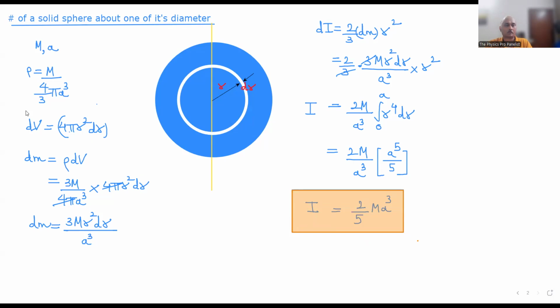It will be M A squared, right? This is 2 by 5 M A squared. Now, since these axes are passing through the center of mass of these objects, we can also call this the moment of inertia of the object about an axis passing through its center of mass.